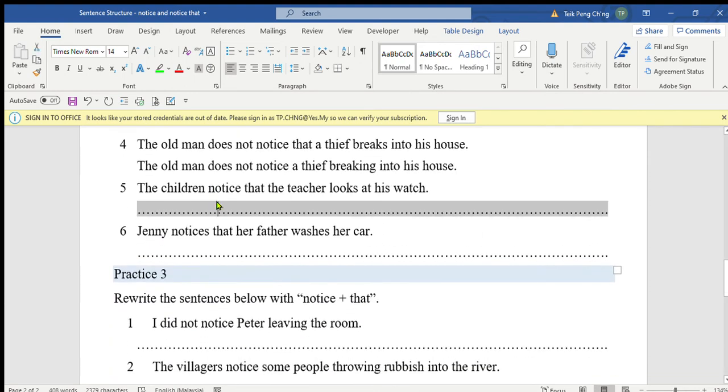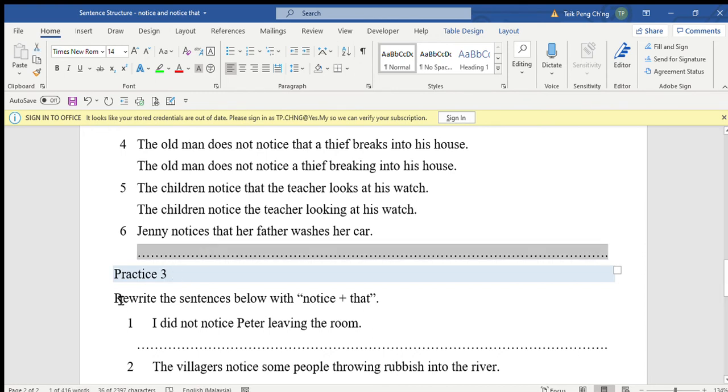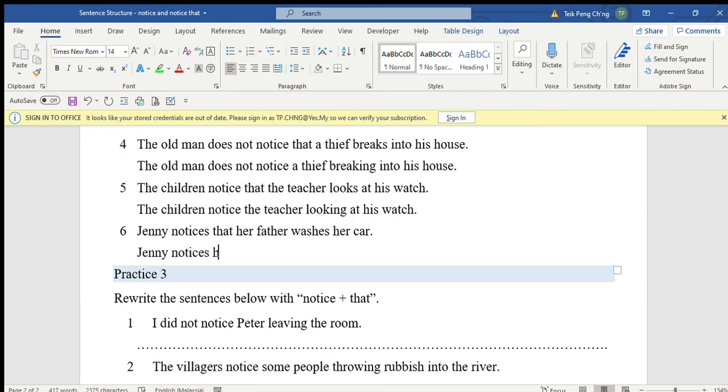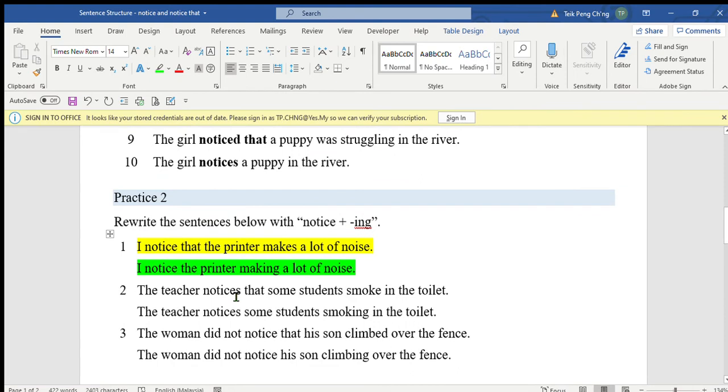Number 5. The children notice that the teacher looks at his watch. The children notice the teacher looking at his watch. Number 6. Jenny notices that her father washes her car. Jenny notices her father washing her car. Alright. Okay, now before we go to practice number 3, let me explain practice number 2 to you again.